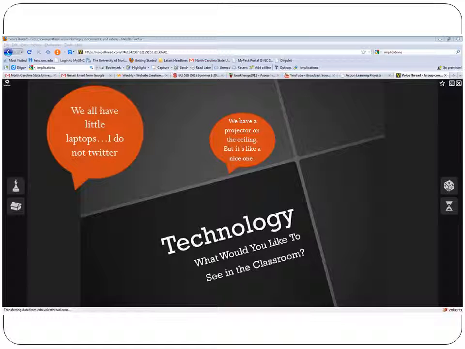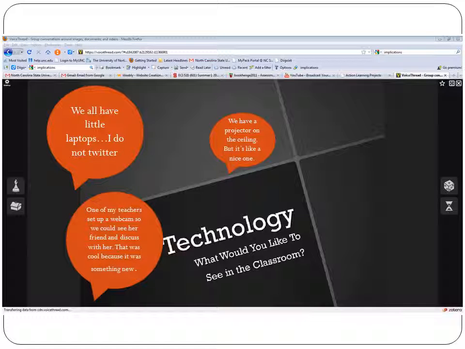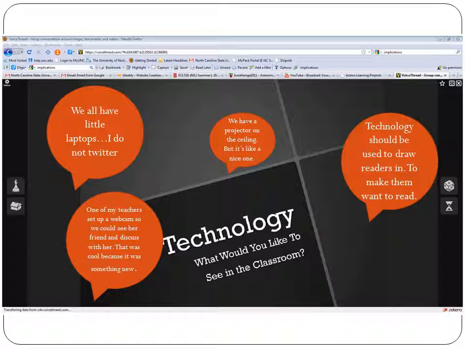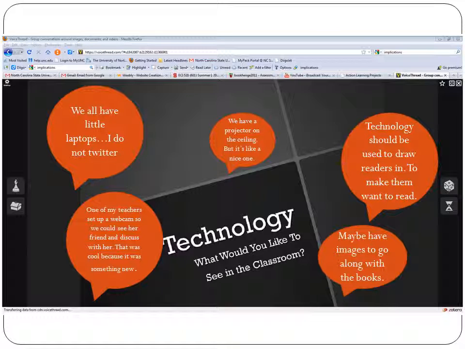Then, they mentioned they all have laptops, but a few of them were quick to point out they don't use Twitter. One student said, "One of my teachers set up a webcam so we could see her friend and discuss with her. That was cool because it was something new." Regarding additions of technology and their role in the classroom, the teens said technology should be used to draw a reader in, and maybe it should provide pictures to go along with reading. Those teens were already showing a tendency toward dual coding.